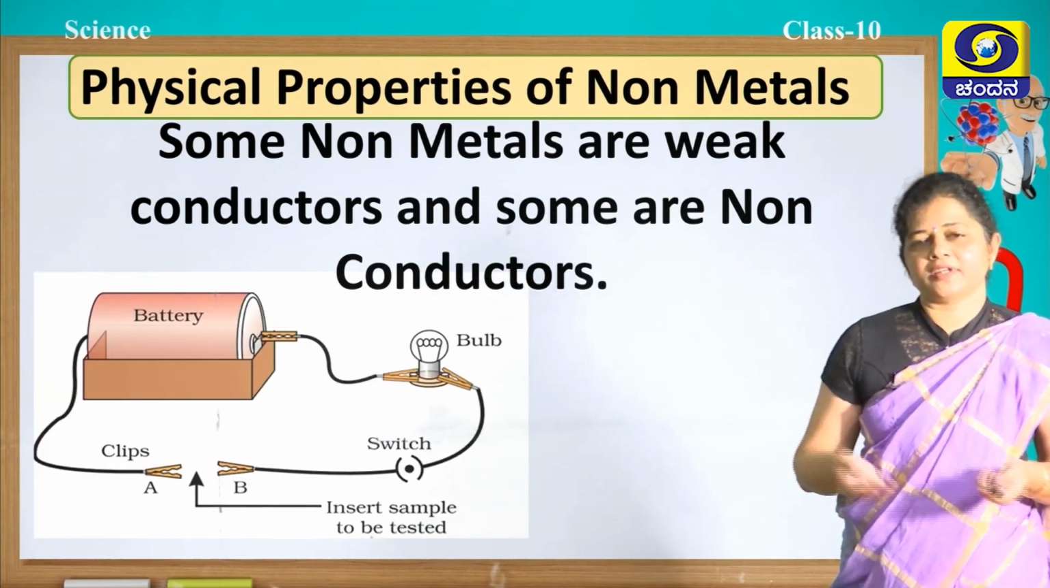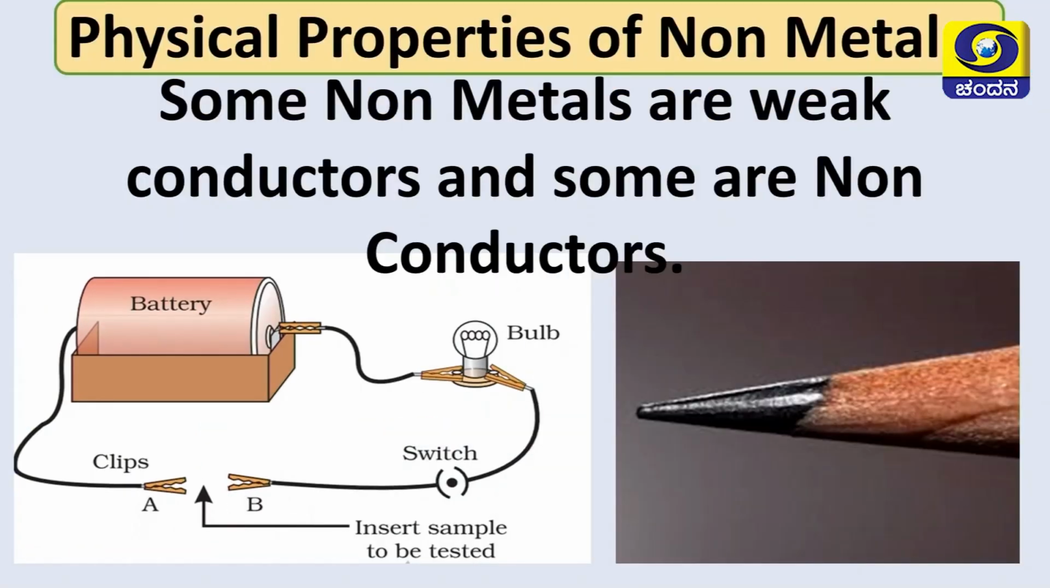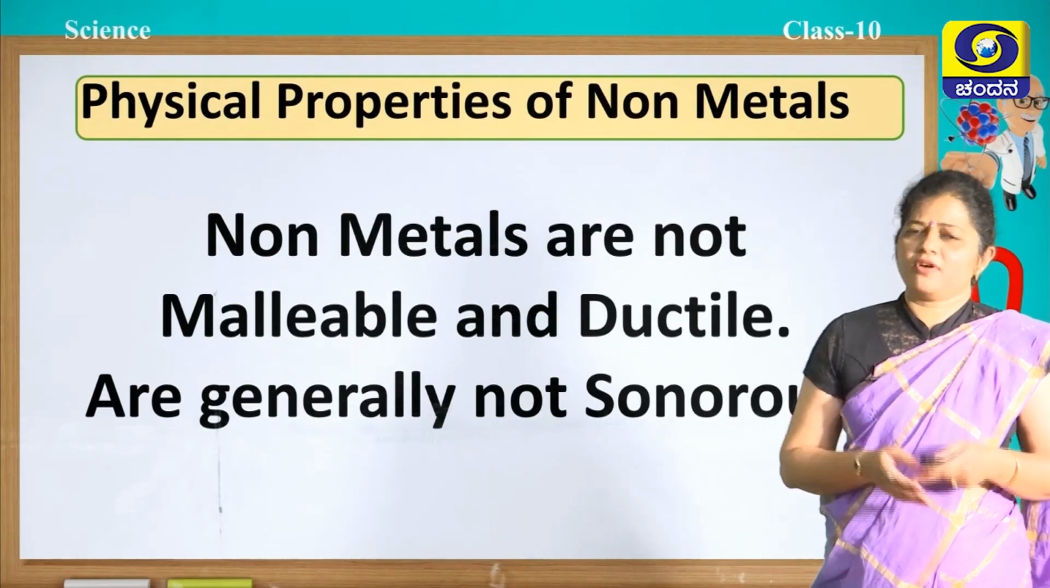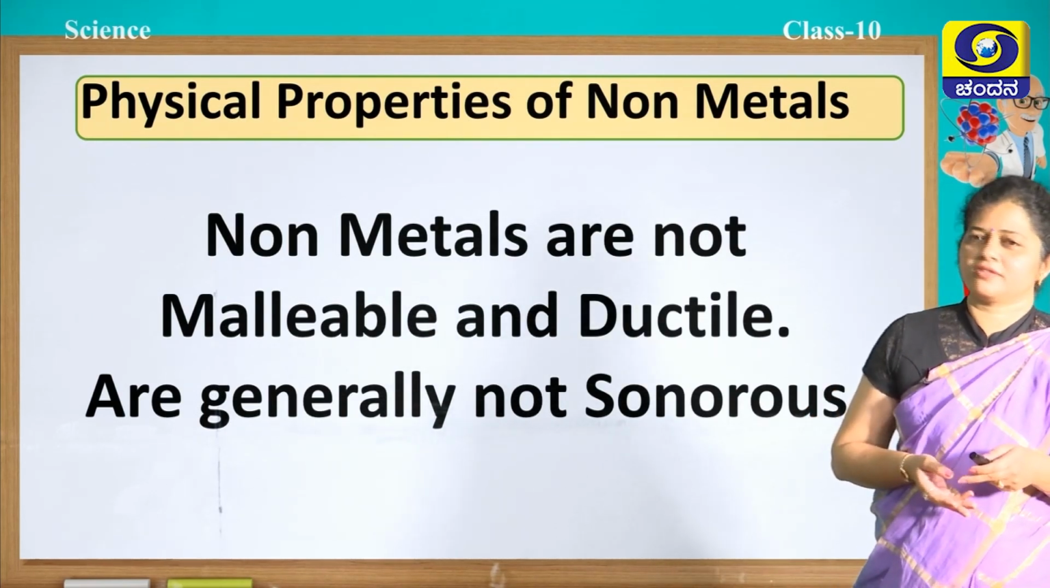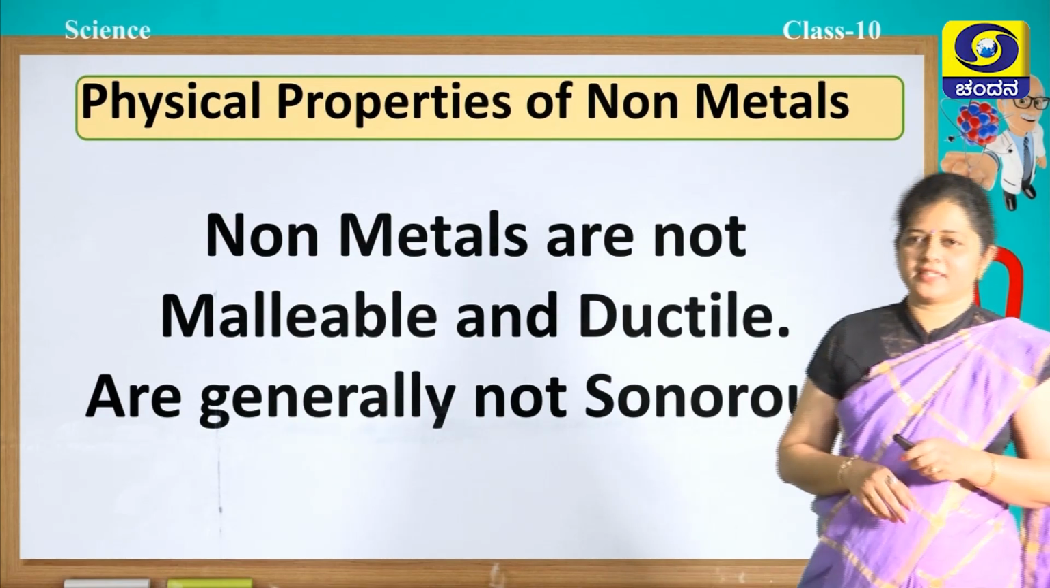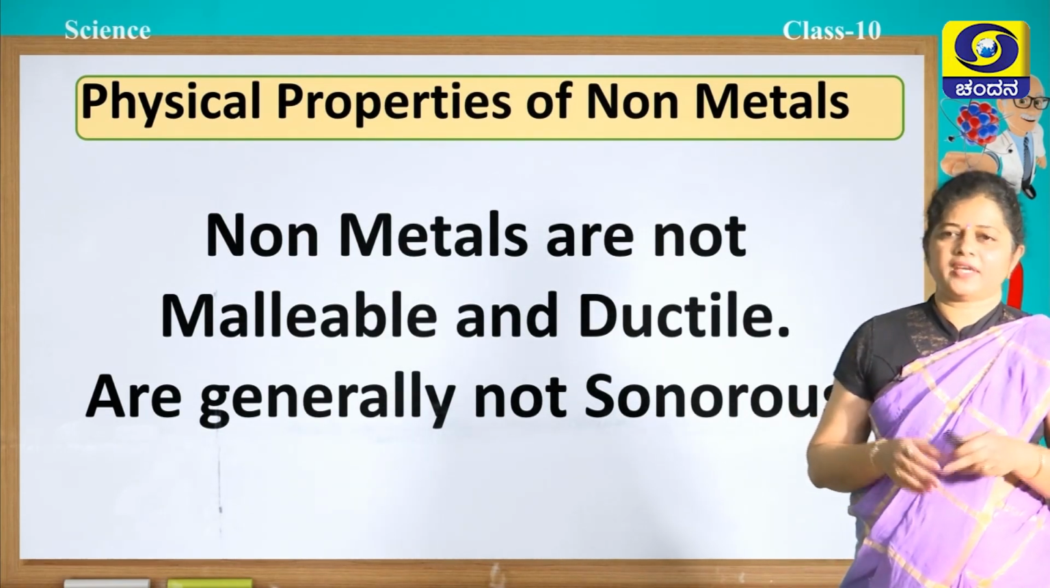By using this apparatus, you can check the conductivity of a metal or a non-metal. Now this is graphite, and graphite is a good conductor of electricity and you can test it. These non-metals are not malleable, not ductile, and generally they are not sonorous. They do not produce sound upon being hit. So these were the few physical properties of metals and non-metals.